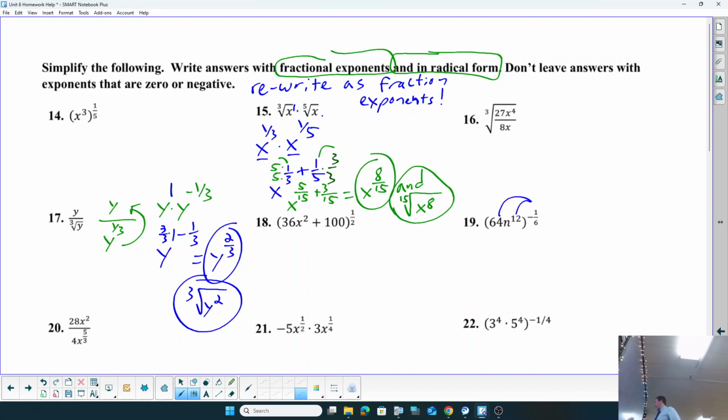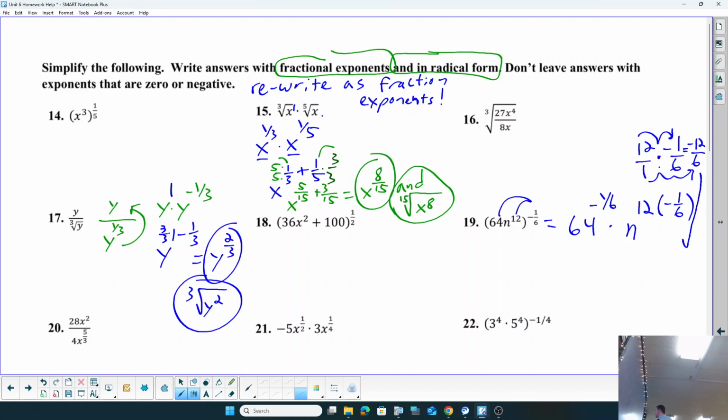So we distribute the powers. So we get 64 to the negative 1/6 times n to the 12 times negative 1/6. Well, 12 over 1 times negative 1/6. So that's negative 12 over 6, because 1 times 6 is 6, and negative 12 times negative 1 is negative 12. And so negative 12 divided by 6 is just negative 2.